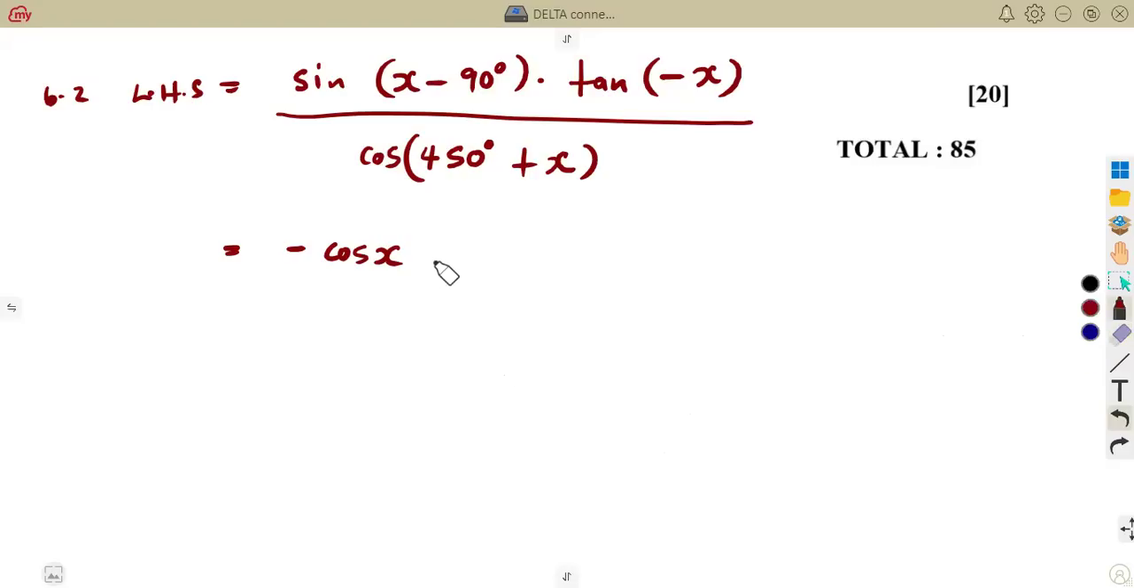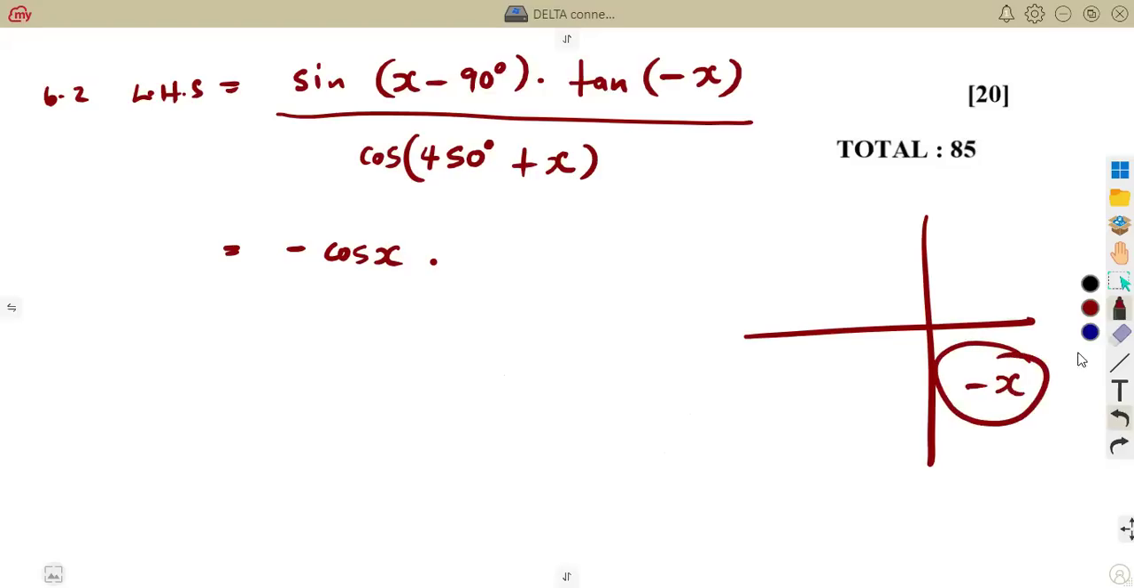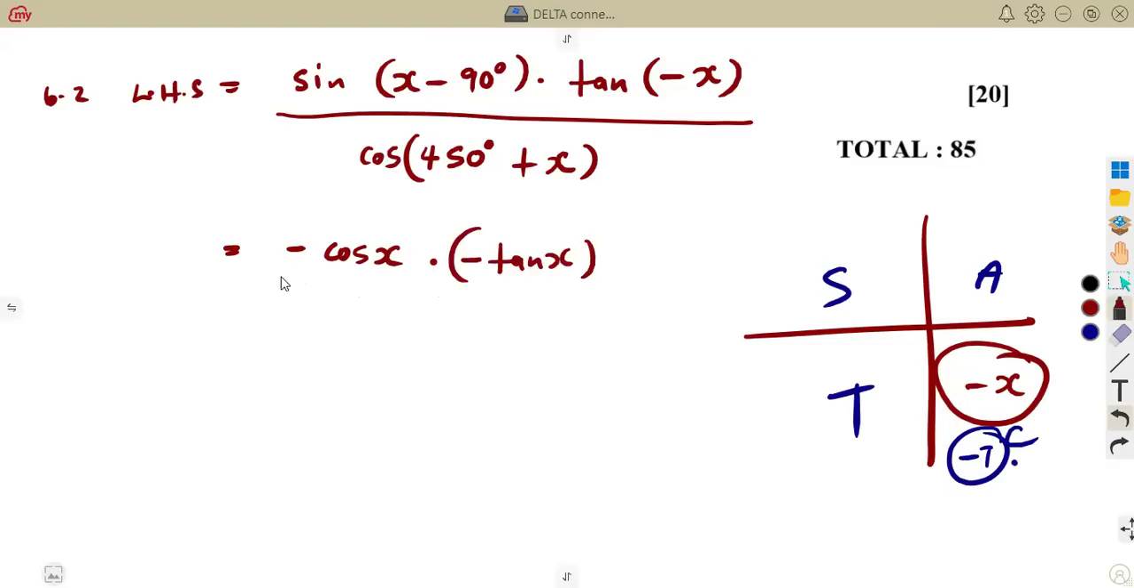Times the tan of minus x. I talked about this: minus x is a negative angle, which lies in the fourth quadrant, where cos is positive and tan is negative. So this is negative tan of x.